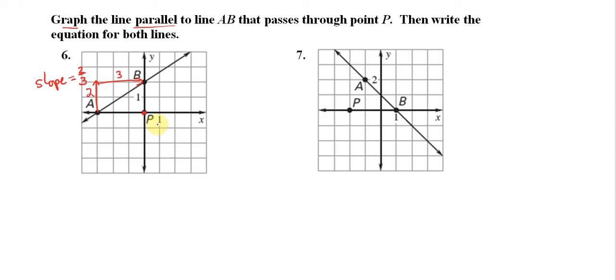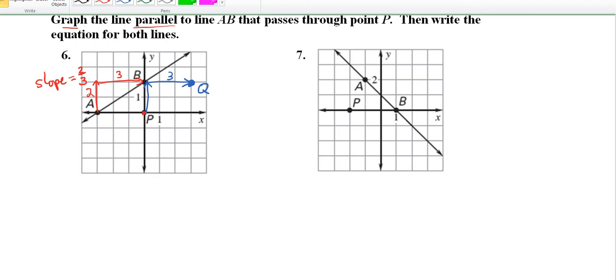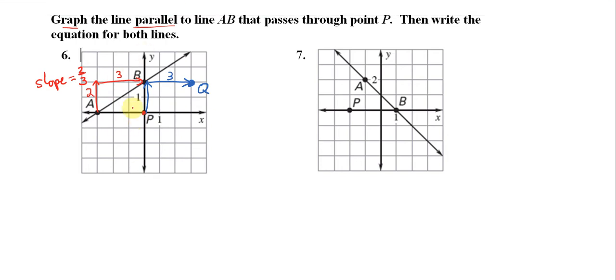All we need to do is go up from P 2 units and then go over 3 units. And that'll give us this dot right here. I guess we should name this dot Q. You can name it whatever you'd like. And then I am going to connect the two points together. Let me get my coloring scheme right here. So I'm going to connect from there to there and all the way through there. So that's the line PQ.